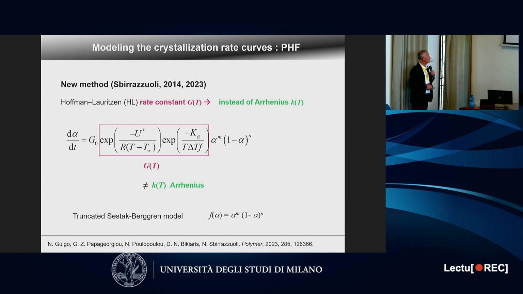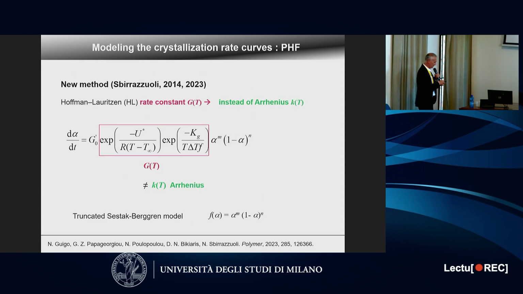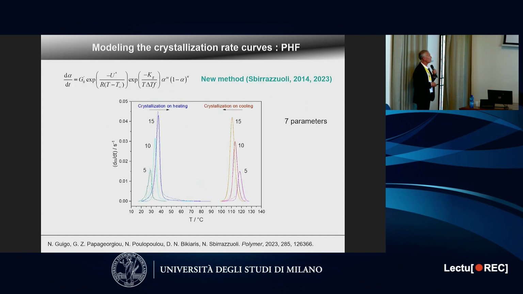Then I have proposed a new method by combining the Hofmann-Nouritzen equation here and this equation that corresponds to the reaction model, crystallization model. As you can see, I do not use the Arrhenius rate constant because with the Hofmann-Nouritzen equation, I have a term that takes into account diffusion and a term that takes into account nucleation. So it is much more efficient to model the crystallization from the glass and from the melt.